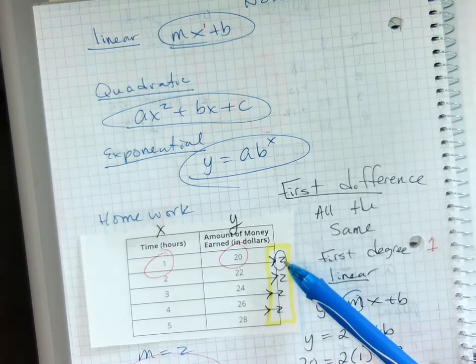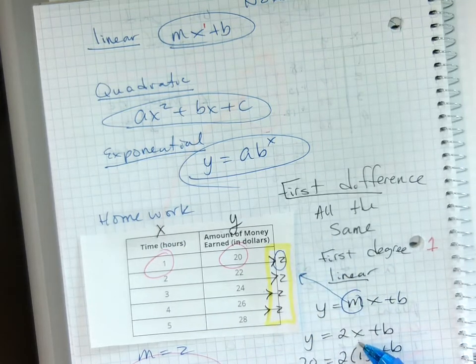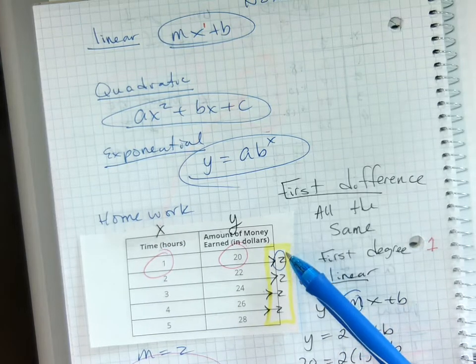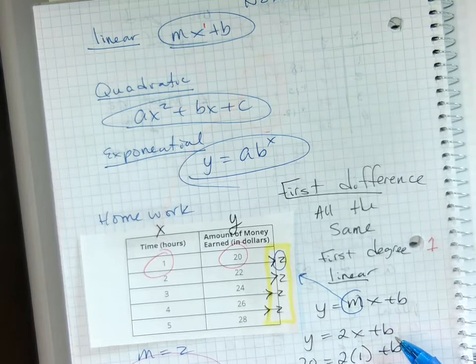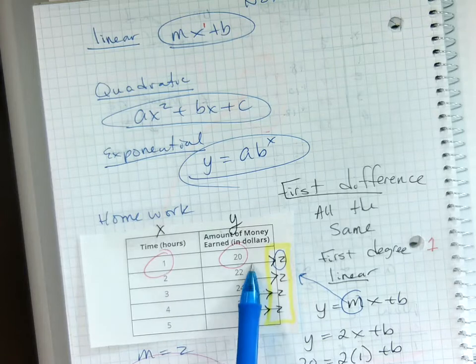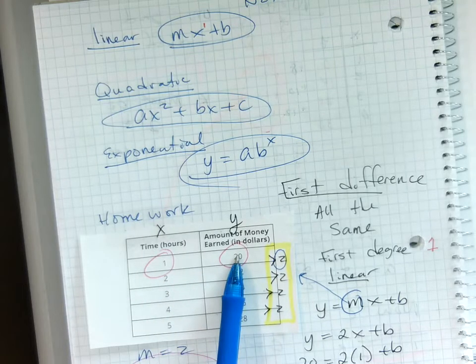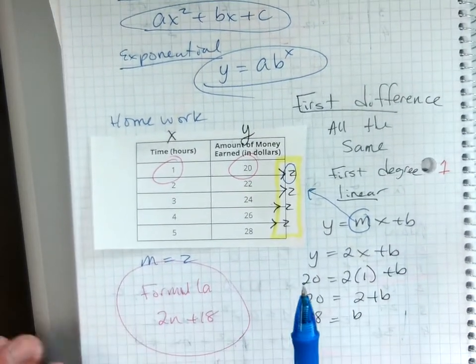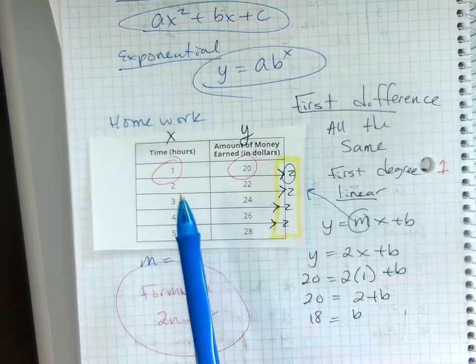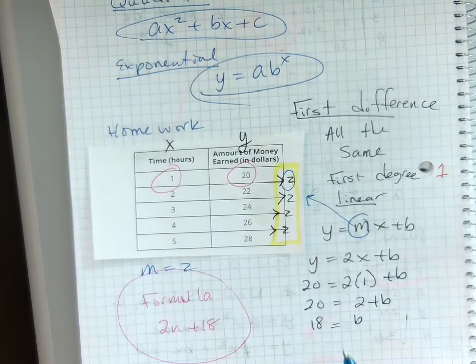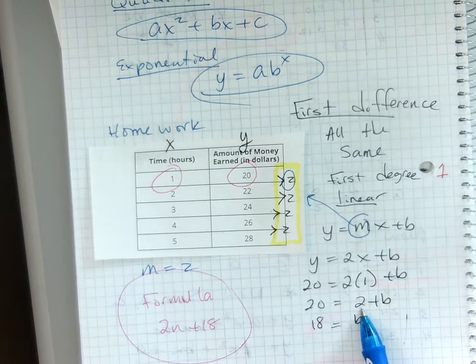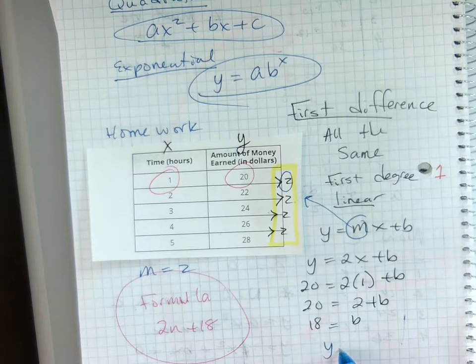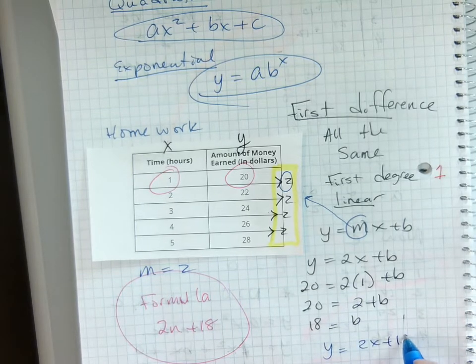So I'm going to take my 2 and put it in for m. All right, so instead of y equals mx plus b, I've got y equals 2x plus b. The 2 comes from the difference. Now, I need to know the b. So to find the b, I just pick any of these points. The easiest point to pick is the 1 and 20. And so I simply put my 20 in for y, my 1 in for x, and I solve for b. 2 times 1 is 2, minus 2, b is 18. So I would have y equals 2x plus 18.